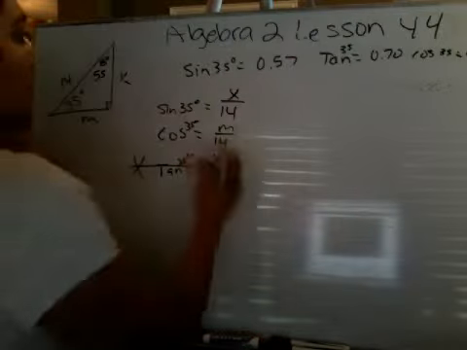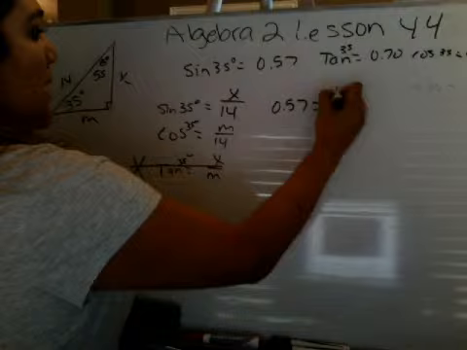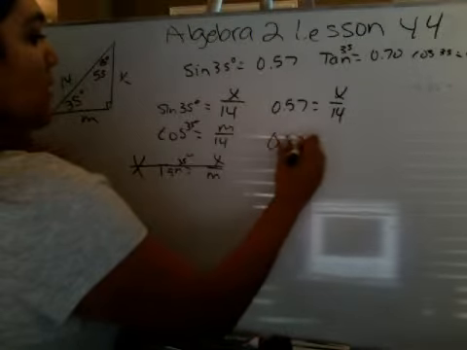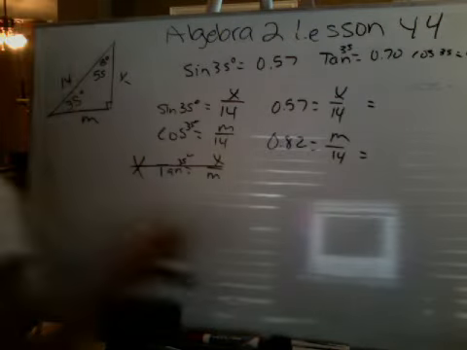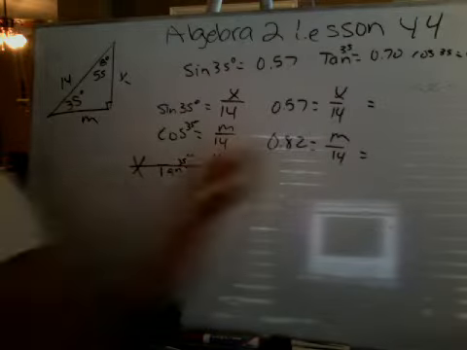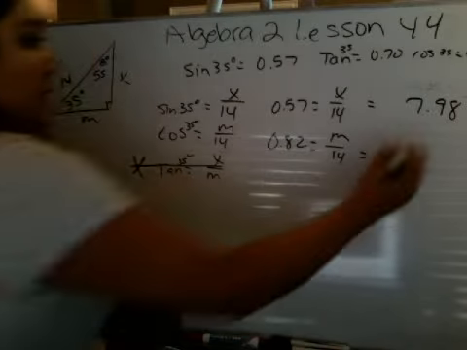So I'm going to say 0.57 equals x over 14, and 0.82 equals m over 14. And you simply solve for x and m. Okay? So when you solve, you get x is approximately 7.98 and m is 11.48.